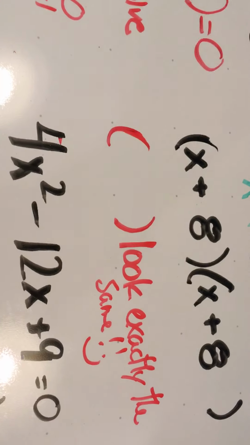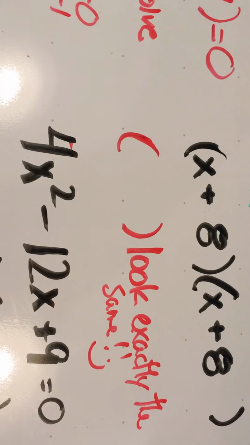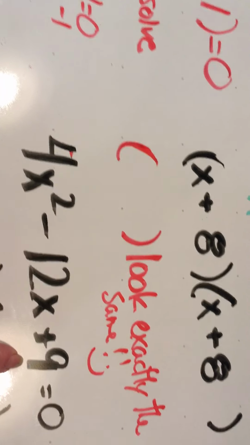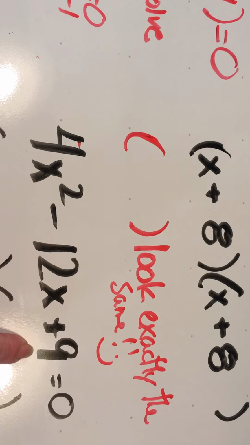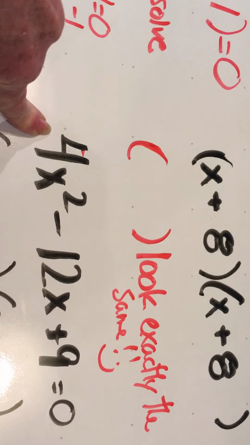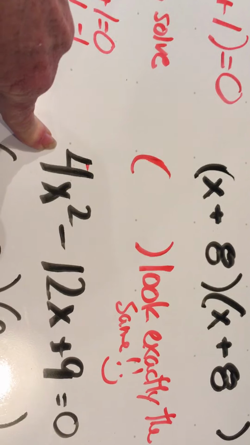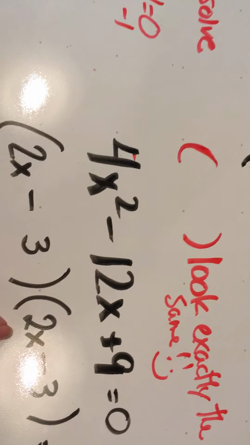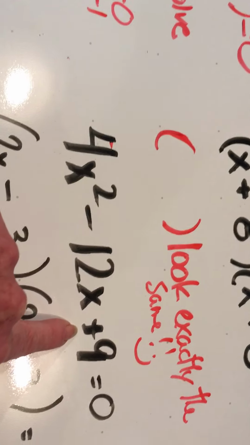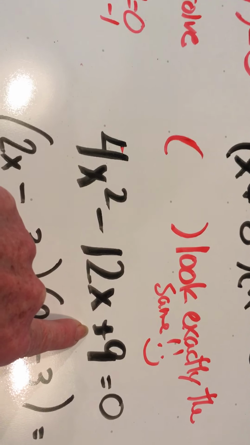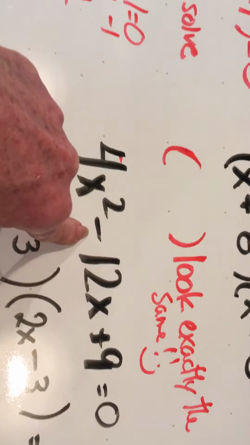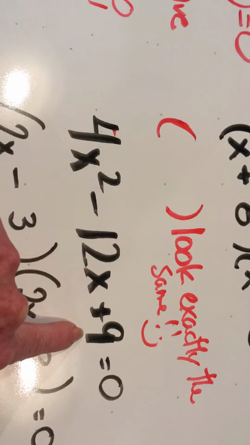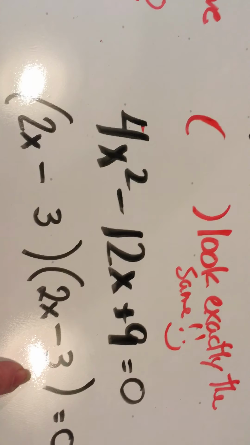Okay, let's do another one. 4x squared minus 12x plus 9. 4x squared is a perfect square. 9 is a perfect square. Let's see if it's a trinomial perfect square. What multiplies together to give me 4x squared? If it's a trinomial perfect square, it has to be the same number. 2x gives me 4x squared. What do I know about my signs? They're the same. Looking at my middle term, what are my signs? They're both negatives. What multiplies together to give me 9? 3 and 3. Let's check it.